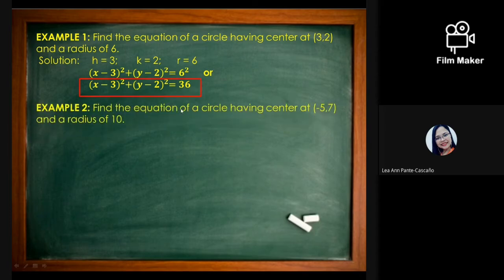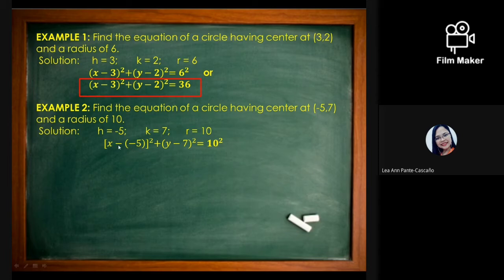Example number 2. Find the equation of a circle having the center at (negative 5, 7) and the radius of 10. So it's the same. We just substitute it into this equation. h is equal to negative 5, our k is positive 7, the radius is 10. So substitute, since we have a negative here, let's put it in parentheses first so we won't be confused. Then, plus (y minus 7), copy just the 7 here, then squared, equal to 10 squared.